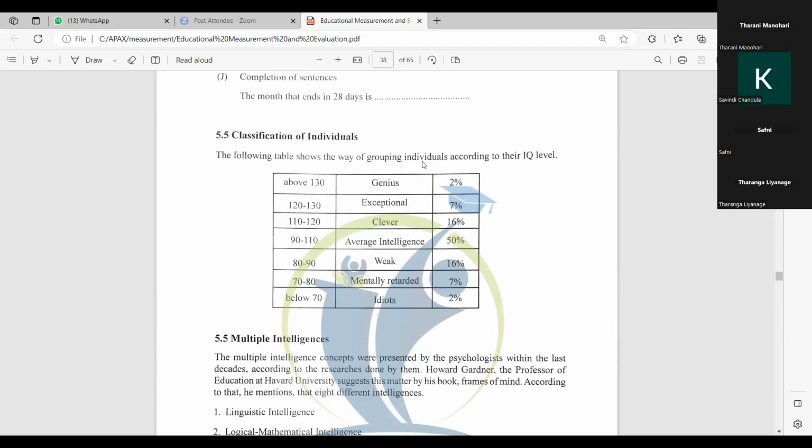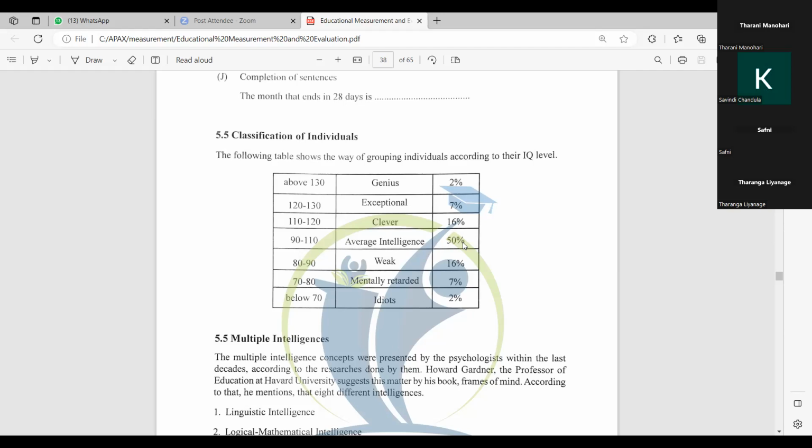table shows the way of grouping individuals according to their IQ level. So above 130, there are only 2% of people in the society, and they are geniuses. Right? 120 to 130, exceptional cases, about 7%. 110 to 120, clever, about 16%. So many teachers fall here. They are clever, right? 90 to 110, average intelligence, about 50% of the people. They are the people involved in average types of tasks in the world, right?